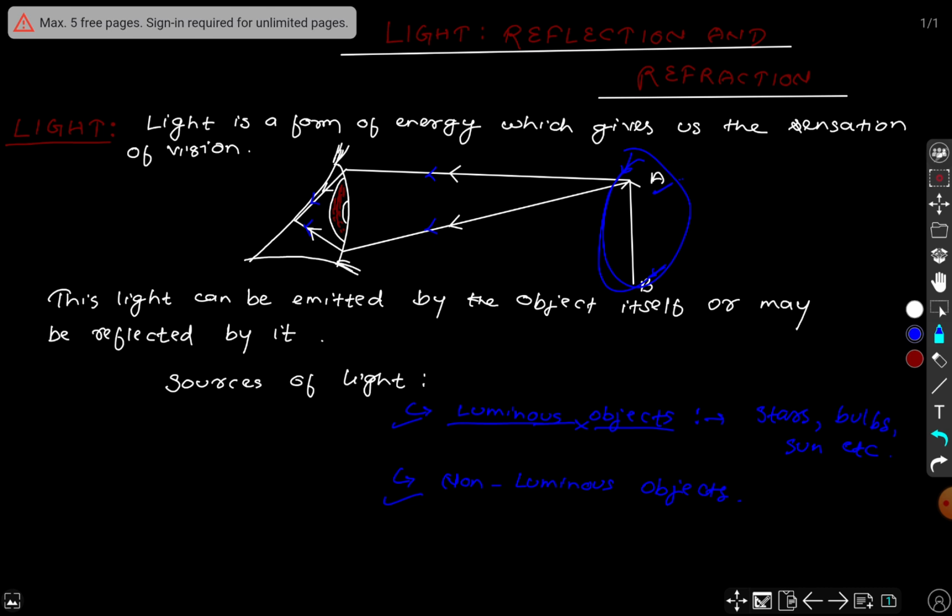While non-luminous objects are those objects which do not emit light, which do not produce their own light, but they reflect the light coming from some other object. Let's understand it with some examples. Examples of non-luminous objects are table, chair, moon, etc. In fact, more than 90% of the objects that we see around us are non-luminous objects, and only 10% of the objects are luminous objects.